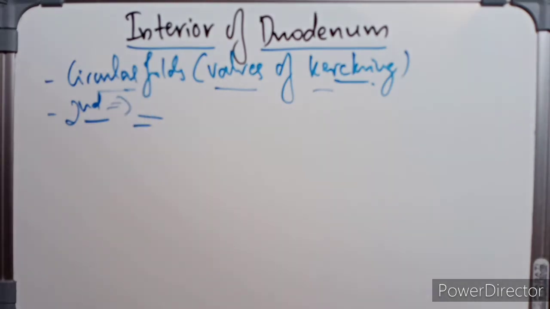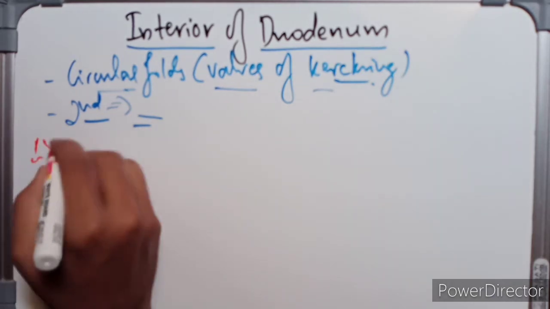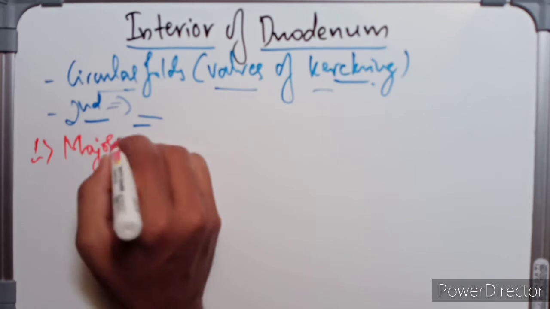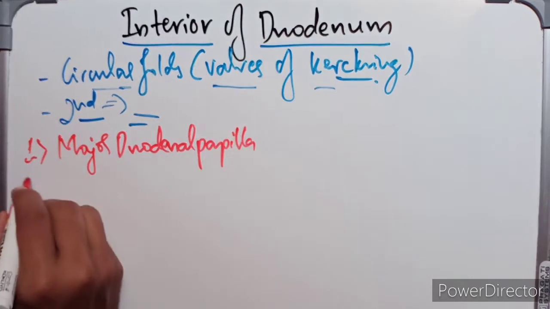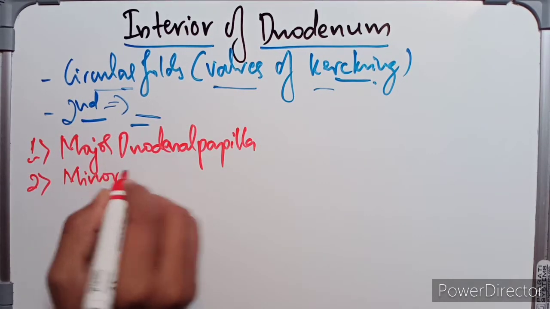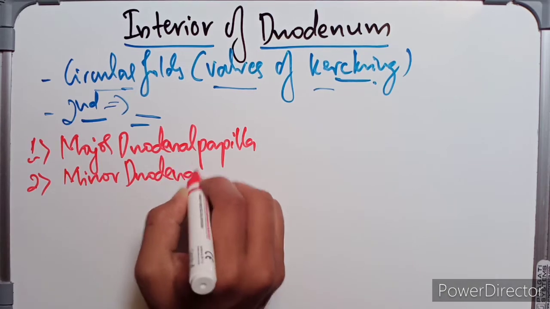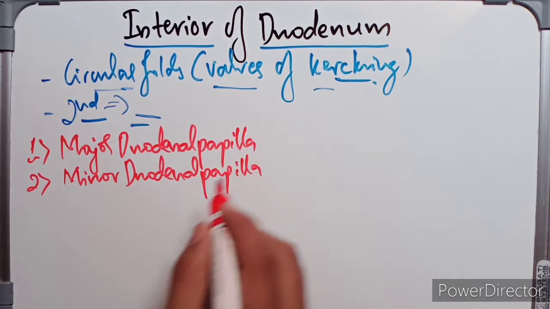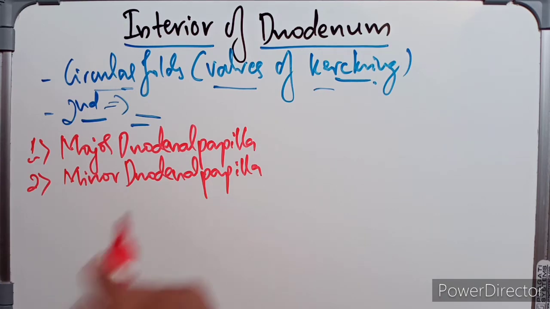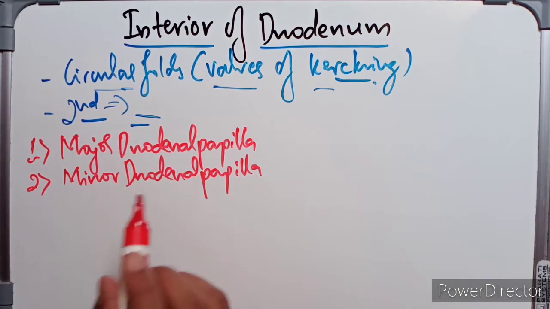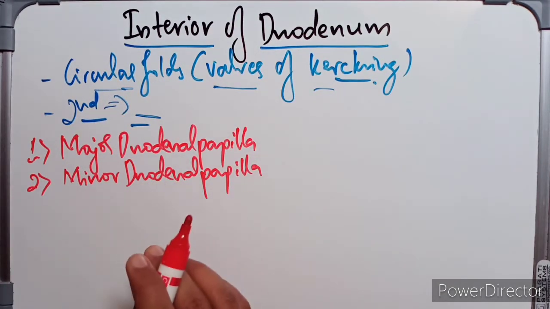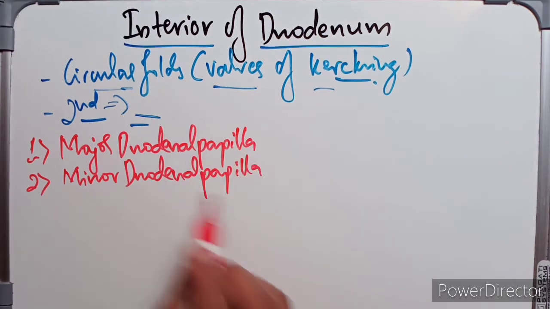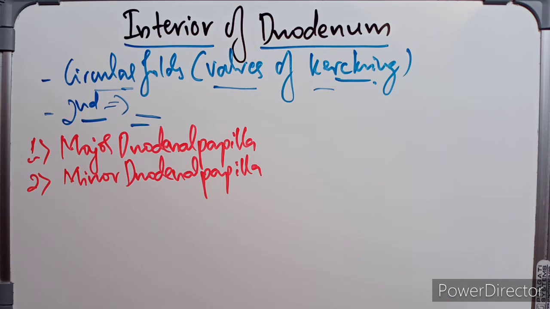So what do we have in the interior of the duodenum? Firstly, we have the major duodenal papilla. And then we have the minor duodenal papilla. Don't worry, we will draw and discuss it. So what is a major duodenal papilla? It is a well marked conical projection on the posterior-medial wall, situated around 8 to 10 cm distal to the pylorus. So I will draw the duodenum to show you.